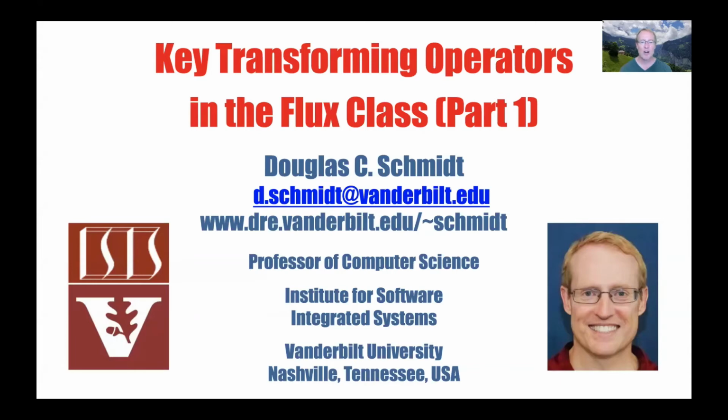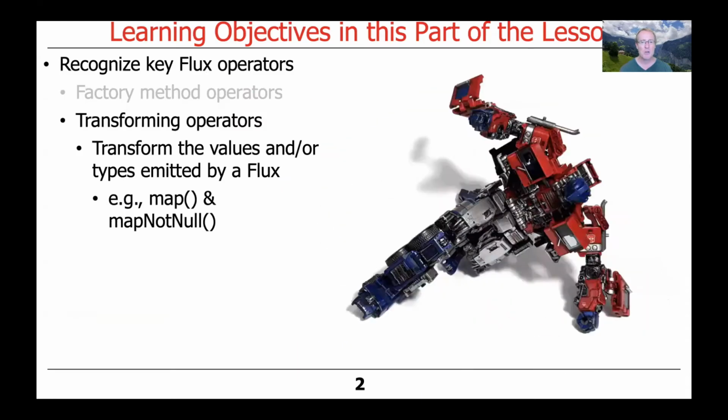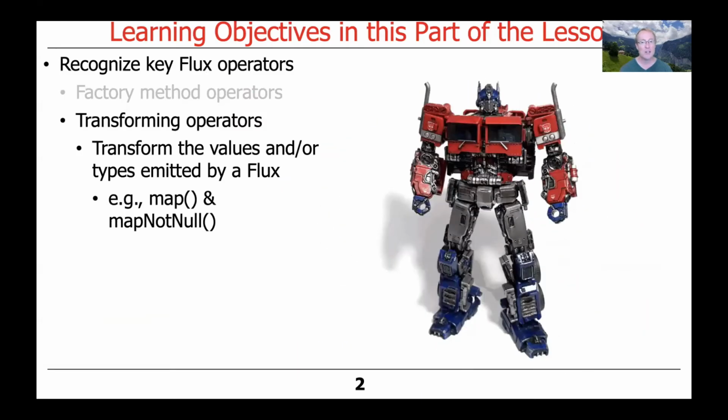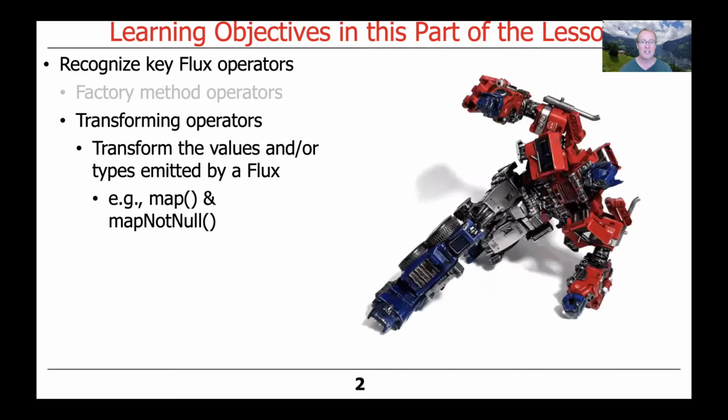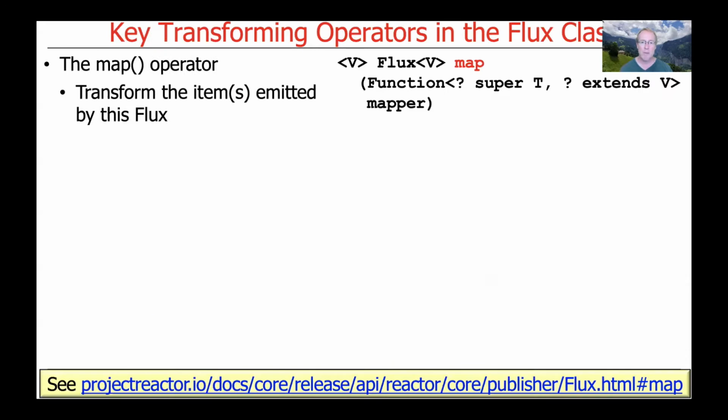Welcome to part one of our coverage of key transforming operators in Project Reactor's Flux class. Transforming operators can be used to transform the values and/or the types that are emitted by a flux. And we'll be talking here about the map and mapNotNull operators. We'll start with the map operator.